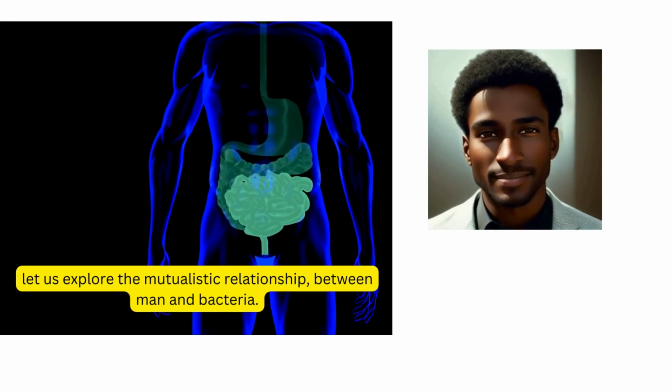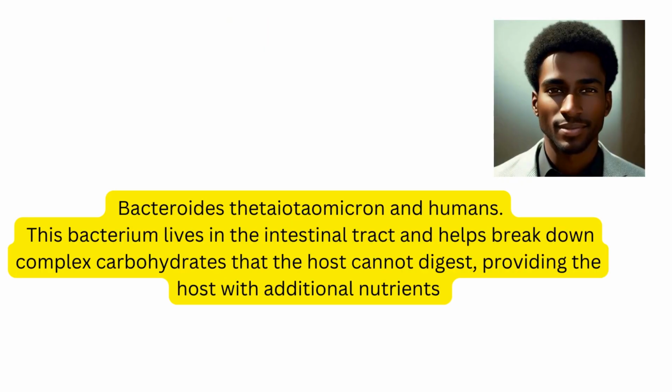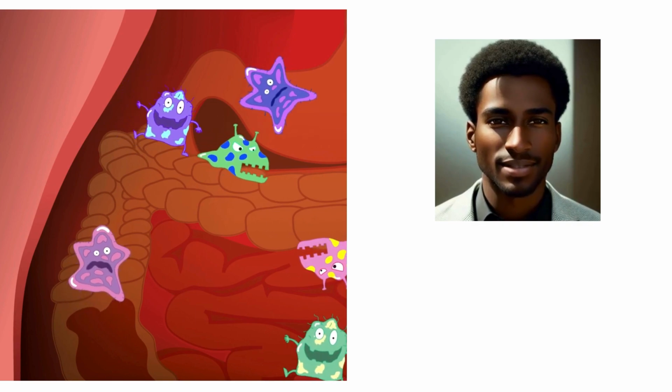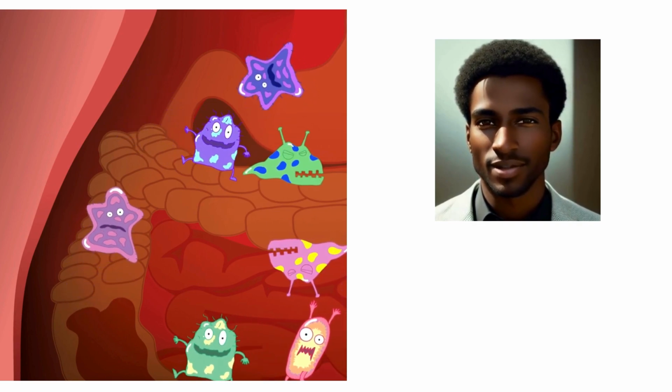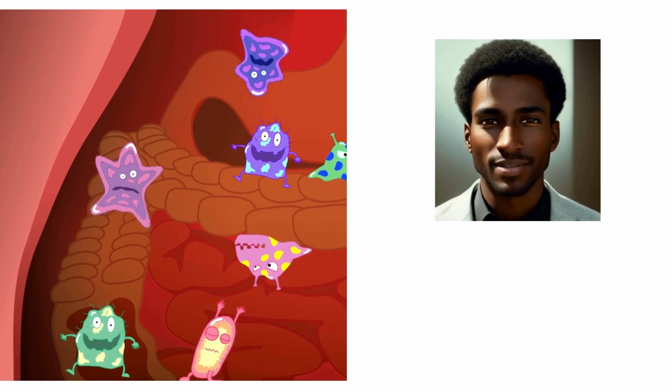certain diseases. Another example of mutualism is the relationship between Bacteroides thetaiotaomicron and humans. This bacterium lives in the intestinal tract and helps break down complex carbohydrates that the host cannot digest, providing the host with additional nutrients. Let us now delve into the second type of relationship between humans and microbes, commensalism.